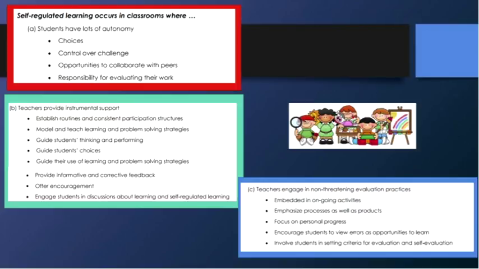throughout their educational career. So students have a lot of autonomy in classrooms that they're allowed to have their self-regulated learning, where they have choices, they have control over the level of challenge, they have opportunities to collaborate, and they have responsibility for evaluating their work. So that's a big thing that we implemented this year, that evaluation of their work.